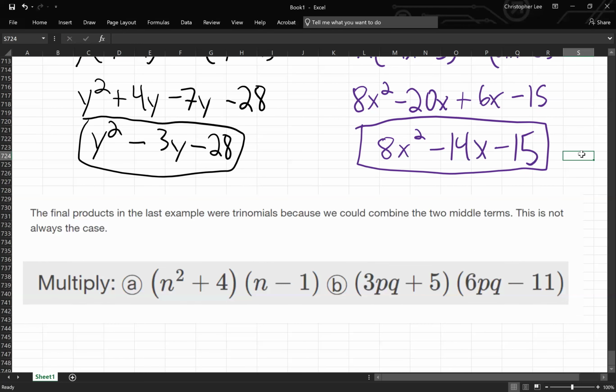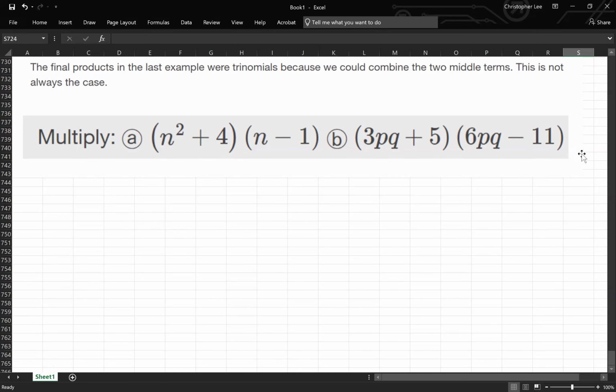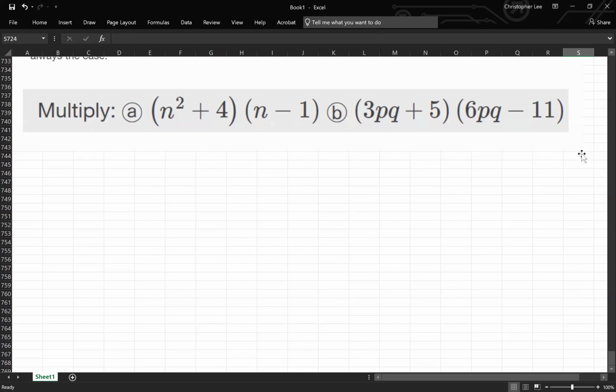So the final product in the last example was a trinomial because we could combine the two middle terms. This is not always the case. So check this out. I'm going to have two binomials multiplying together, but I won't be able to combine like terms. So that means my answer is going to have 4 terms, and that's it. So let's try it out.